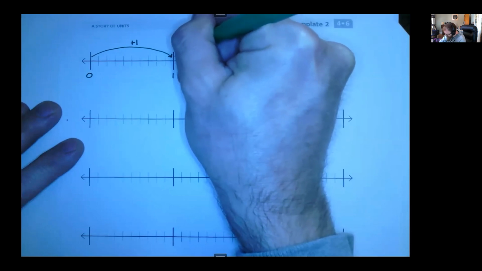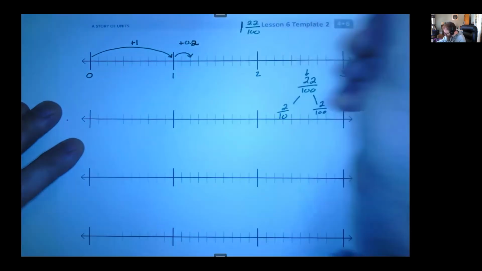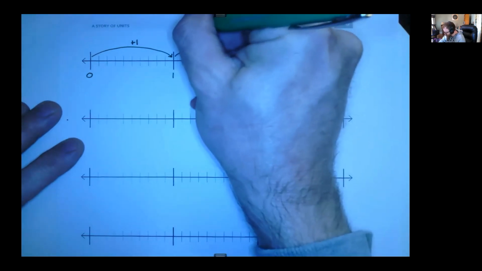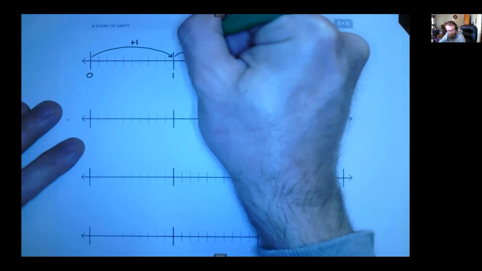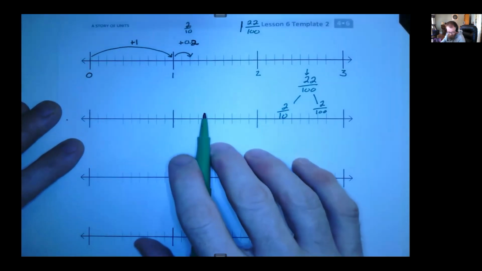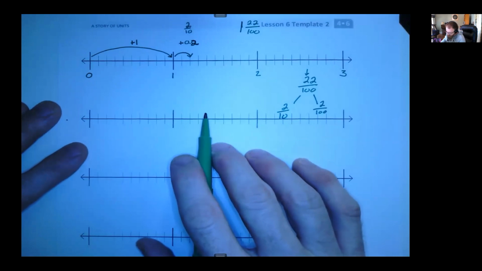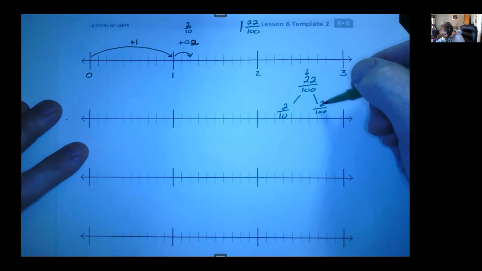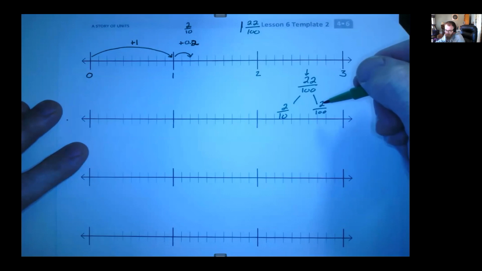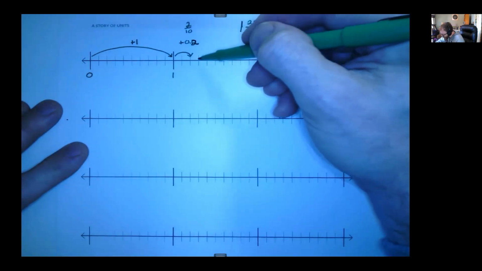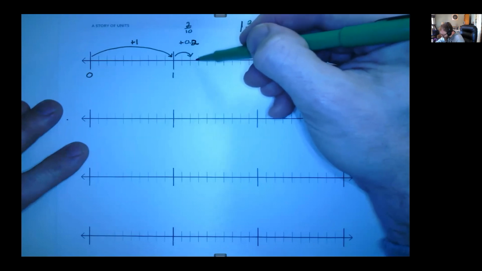Sorry, I messed that up. That should be 0.2, or 2 tenths, 0.2. And from 2 tenths, we want to travel 2 hundredths further. Now that's a little tricky because between each tenth marker, there are 10 hundredths markers.